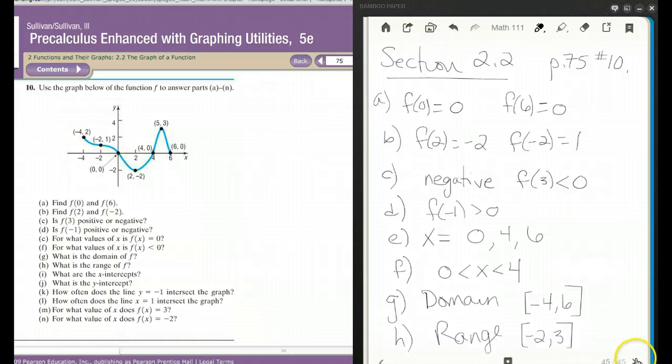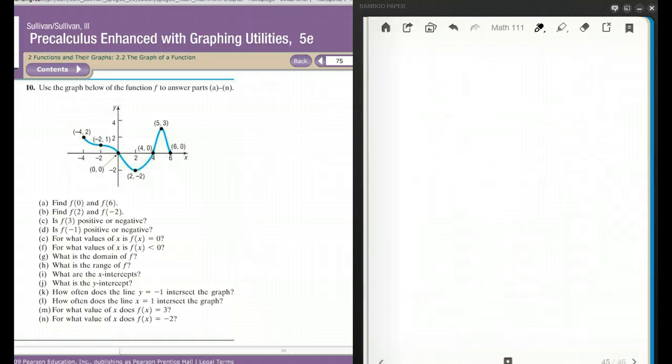Okay, let's get a new sheet. We're on I now. This is a good example to run through because it covers ideas of domain, range, intercepts, inequalities, all that kind of stuff. So speaking of intercepts, let's find the x-intercepts. Remember, that's where it hits the x-axis here. Well, it hits the x-axis here at the origin, at 4, and at 6.